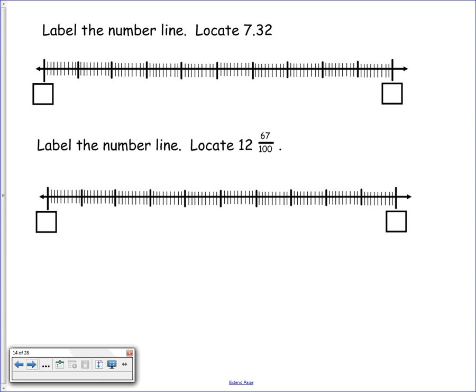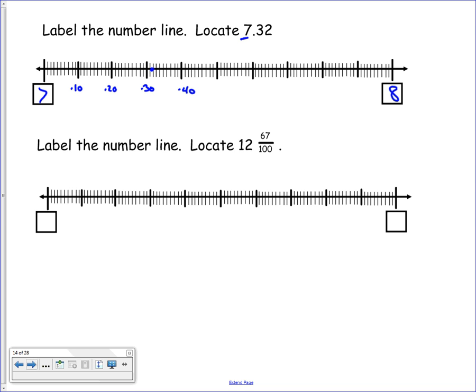Okay, so I got a couple more. These are not labeled. I'm gonna have to label myself. Locate 7 and 32 hundredths. That's between 7 and 8, and 32. Well, this is 10 hundredths, 20 hundredths, 30 hundredths, 40 hundredths. It's gonna be between 30 and 40. So 30, 1, 2. Oh, there-ish.